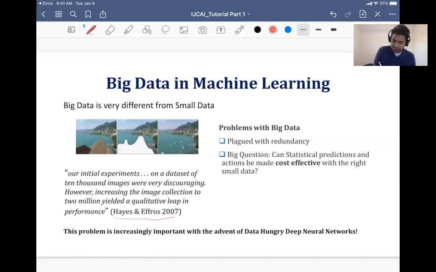The converse side of this is that big data is plagued with redundancy. And the big question that I'm really interested in is how can statistical predictions and actions be made cost effective with the right small data, right? We are not saying that we just use any arbitrary small data. That is not going to be useful, right? We want to be able to use the right small data, and the right small data hopefully would be more similar to the big data as compared to random small data, right? So the goal of this entire tutorial, and my focus right now, is to find the right small data, and hopefully this right small data would be comparable in performance to the big data, which is much better than a random small data.